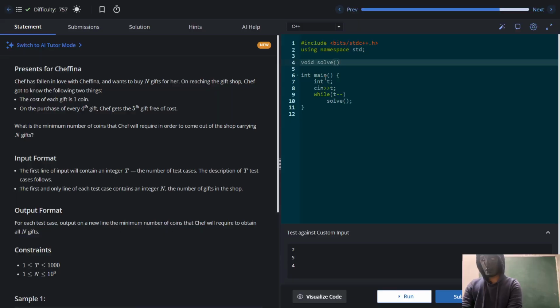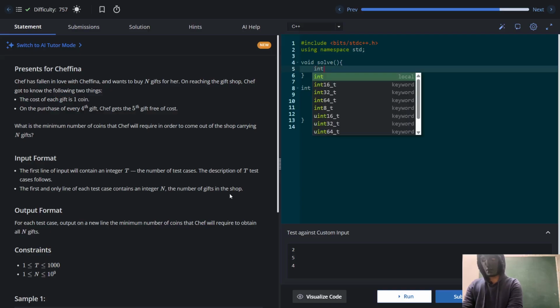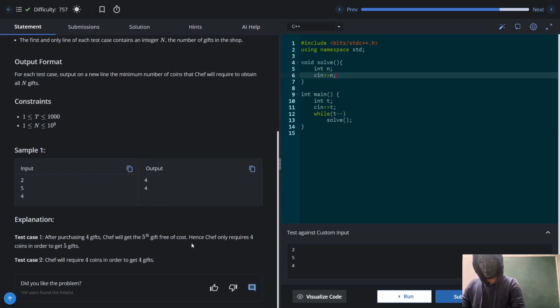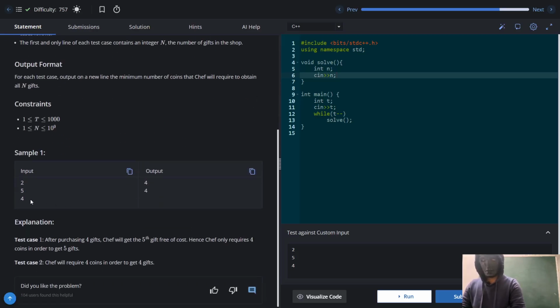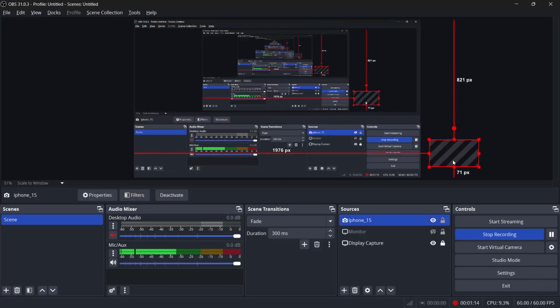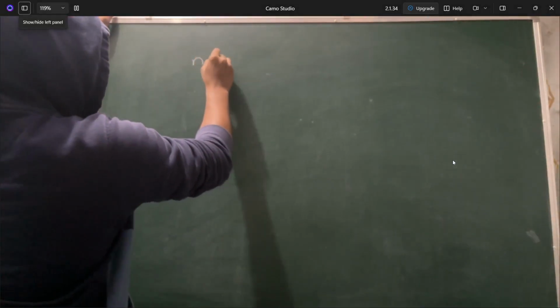For every test case, we have n as the number of gifts that Chef needs to give to Cheffina. They have given two examples. The first example is where n is 5. So let me take you to the board. In the first example n is 5.